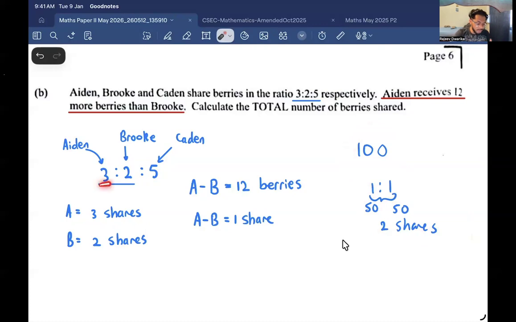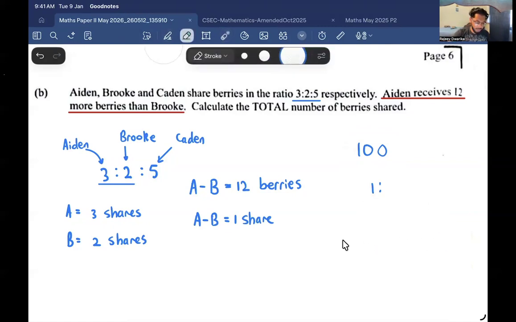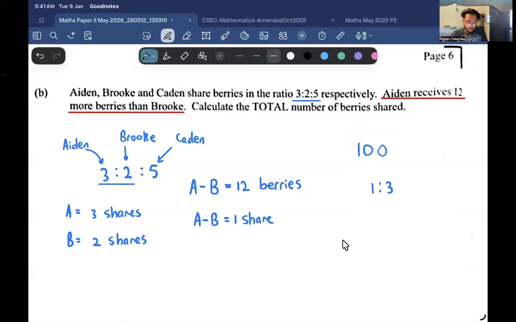So this 3, 2, 5 just corresponds to shares. It's like a ratio in how I'm splitting the berries. Let me give another example. If I share this in a 1-to-3 ratio, right, Carla, what would that mean? So this would mean I have 1 share over here, and this would mean 3 shares over here. You with me? Yes, sir. And how much money do I have to split in all?